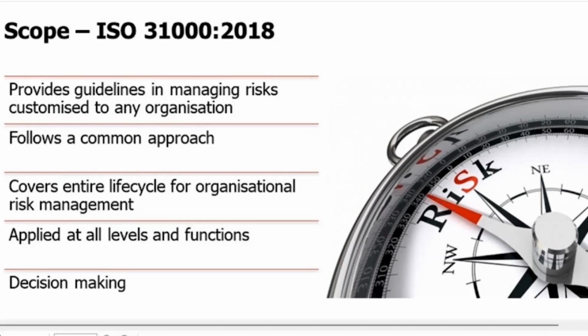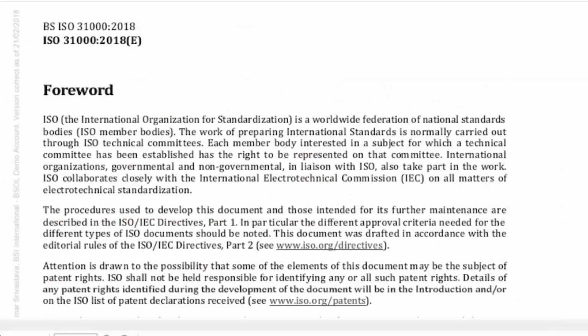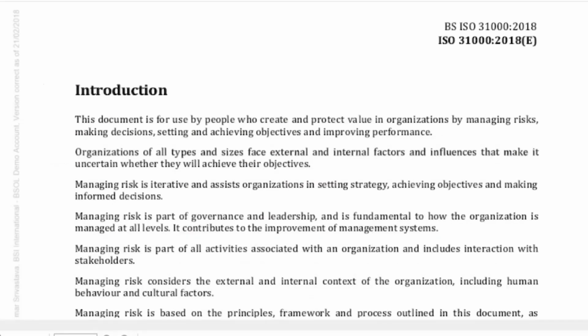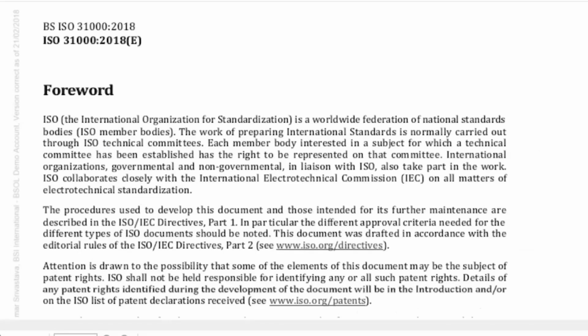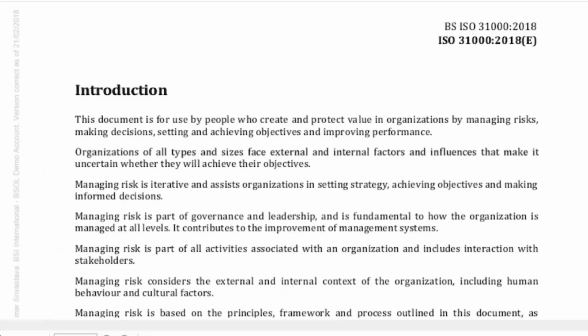Now let us read directly from the standard to get a better understanding. So we will read the introduction and the scope. Take a minute to read this paragraph on introduction. Before this, the scope. Take a minute to read the introduction. Now this is very important.